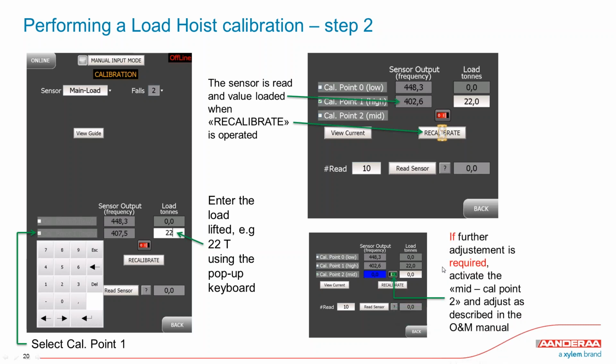The midpoint is a load in between the low value, which normally is the empty hook, and the high value, which is according to the table, or at least 70 to 80% of maximum capacity. It is actually the load which generates the highest inaccuracy, because the midpoint is to compensate for inaccuracy in the system or the sensor. When that's activated, you lift the load, you enter the value, and you recalibrate point 2. To deactivate it, you put the switch to 0, and it doesn't exist anymore. And it's a linear relationship, as we started off with.